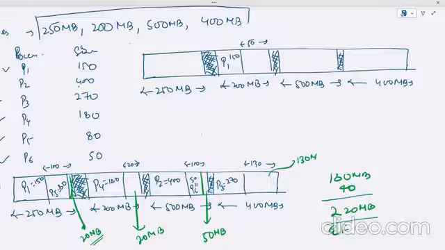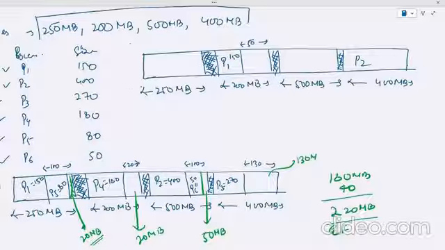P2 needs 400, so first block, no. Second, 150, no. Equal to P2's need or as close as possible. 500, not very far away, but the last block is 400 and P2 needs 400, so definitely P2 occupies here and there is no space left in the last one. Okay, P2 is also complete.